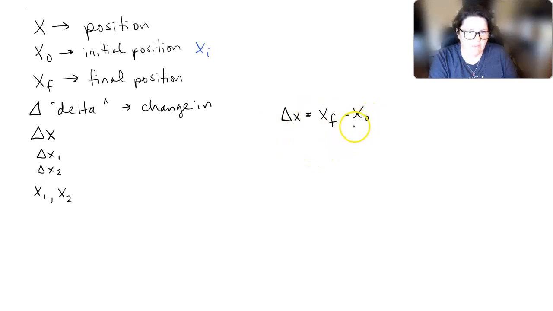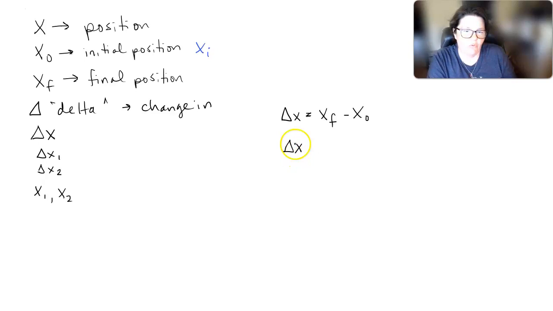Another way to find displacement is if you have multiple displacements. You don't necessarily know what the initial position and what the final position are, but you know that they went this far, and then they turned around and went that far, and then they went this far. So you actually know how far they went as opposed to what position they were at. You could also add up displacements.